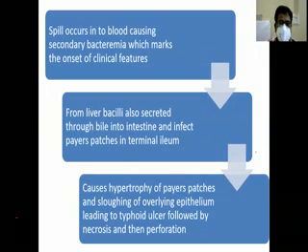Okay. From the liver, bacilli also secrete through bile and enter into the intestine and infect the Peyer's patches. What is the complication with this? Peyer's patches infection in terminal ileum.